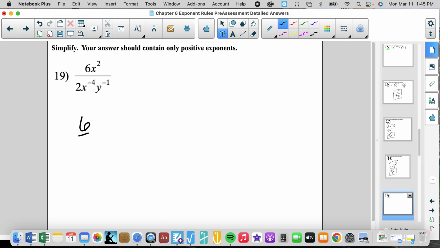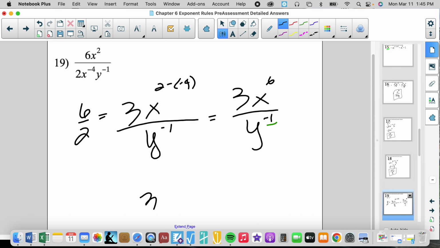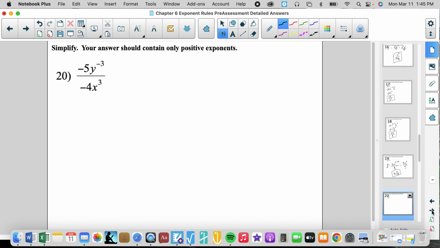So now we have 6 over 2, which equals 3. We have x to the 2 minus negative 4 over y to the negative 1. Ooh, I like this already. This gives you 3x to the 6 over y to the negative 1. I have to get rid of that negative exponent, so that's going to go into the numerator. So we get 3x to the 6th y. We have negative 5 over negative 4, which is 5/4.